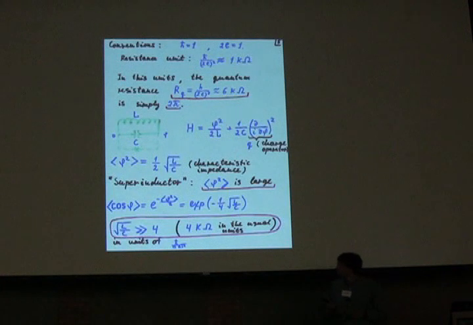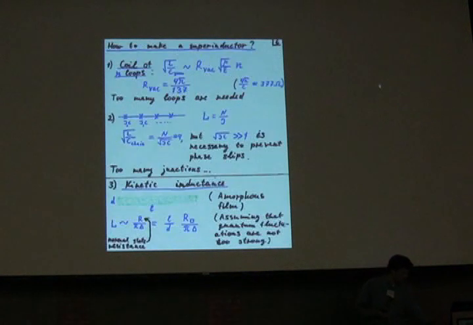And the code I'm going to propose will use this degree of freedom, that in an inductor we can have phase change not just by a quantity between 0 and pi, but by any real number. Let me now discuss an implementation of a superconducting inductor.